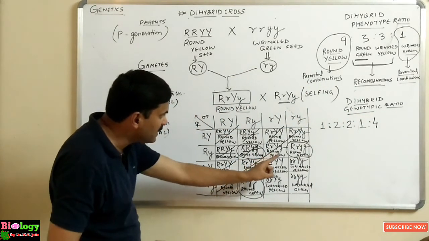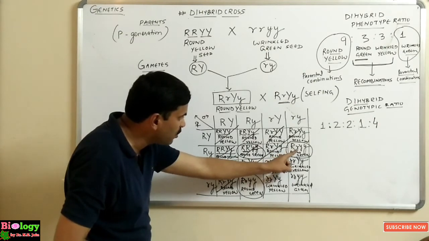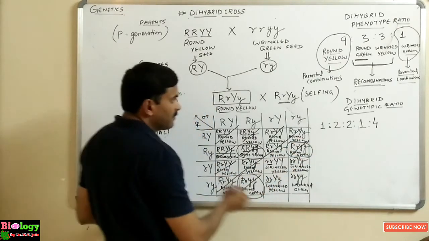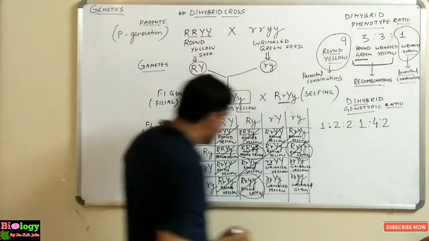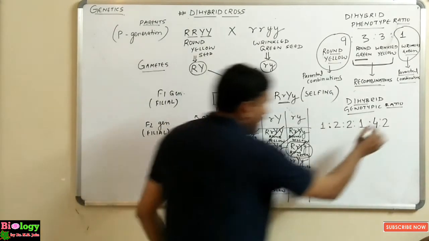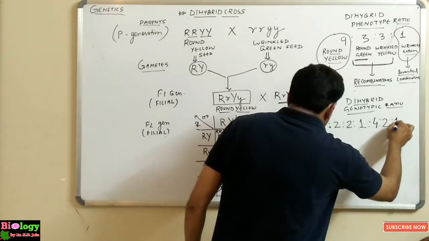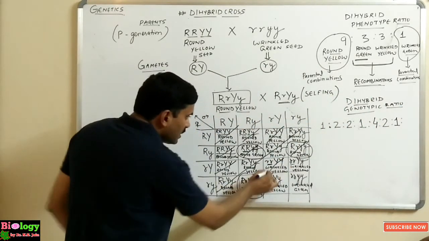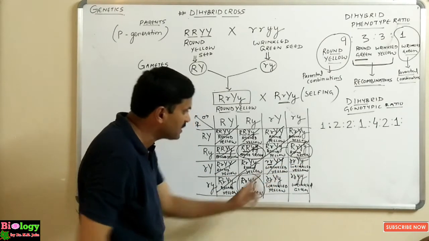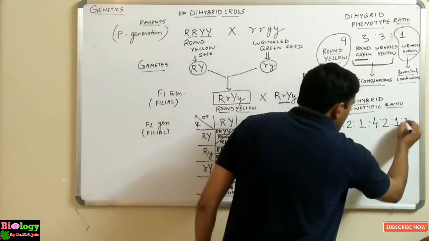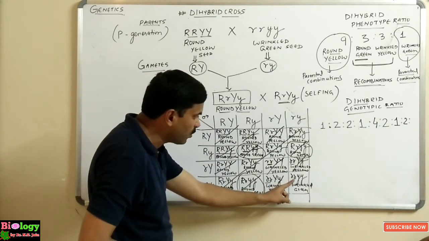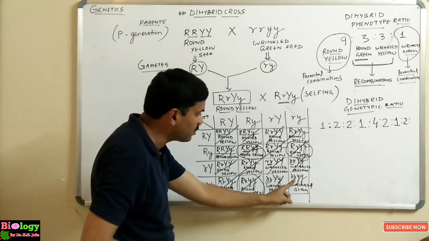Okay, now watch this one. How many of the combinations have capital R, small r, small y, small y? There are 2 combinations. This is one, this is another one. So I have written 2. Now see, small r, small r, capital Y, capital Y, only one combination is there. So I have written 1. Now see, small r, small r, capital Y, small y. There are 2 combinations, so I have written 2. And in the entire checkerboard there is only one combination having the genotype small r, small r, small y, small y.